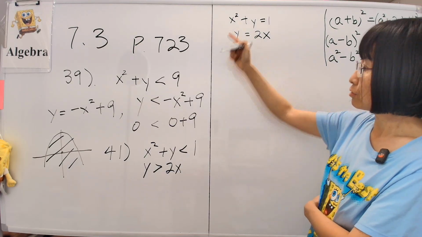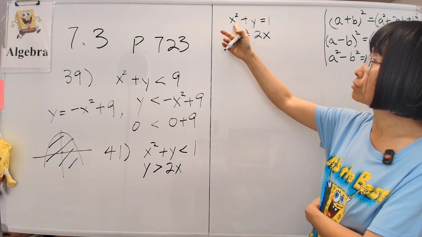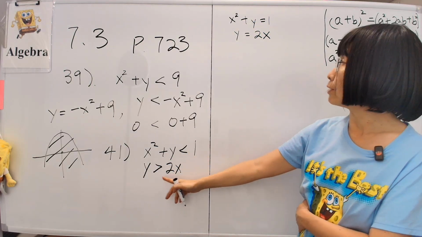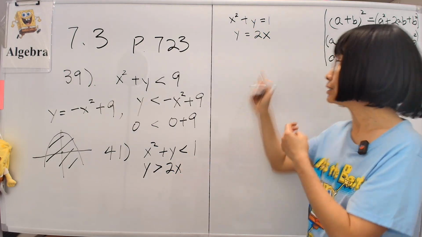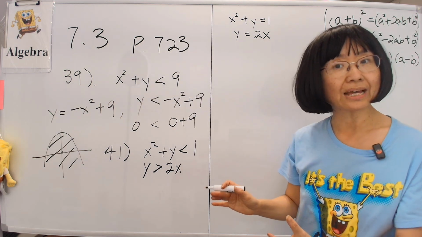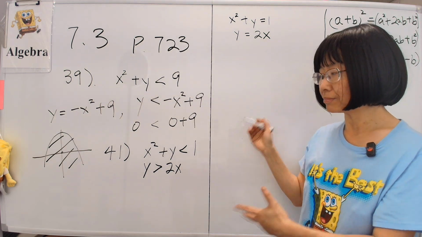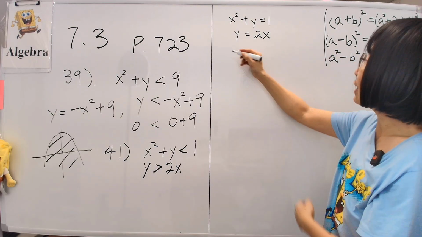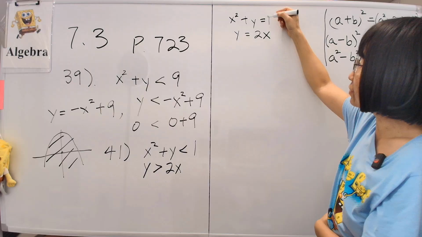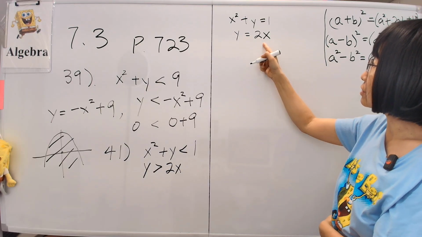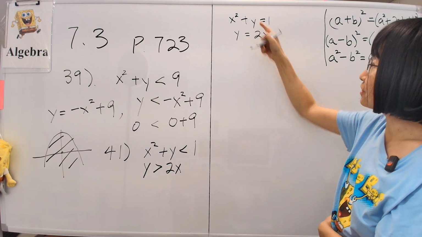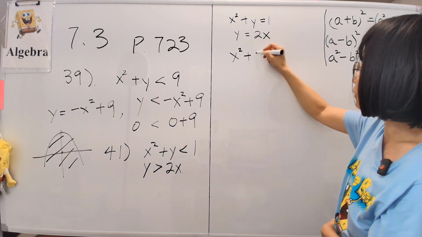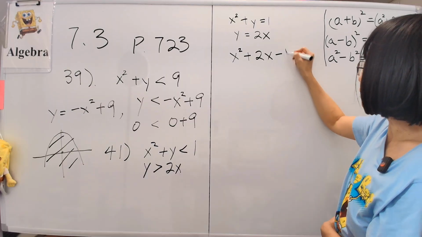All right, so first, to label the points of intersection, we're going to solve the equations x squared plus y equals 1 and y equals 2x. Once we solve it, we'll find out where they intersect, and that'll help us graph them. To find the points of intersection, we have to solve these two equations together. So y is 2x, so stuff y equals 2x right in here. Then we get x squared plus 2x minus 1 equal to 0.